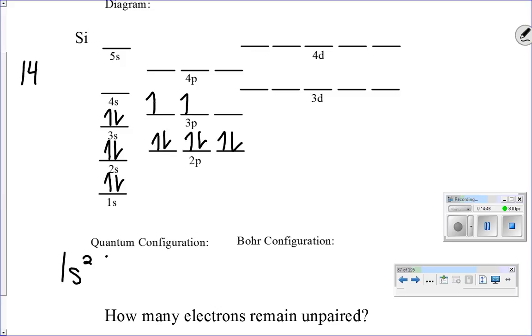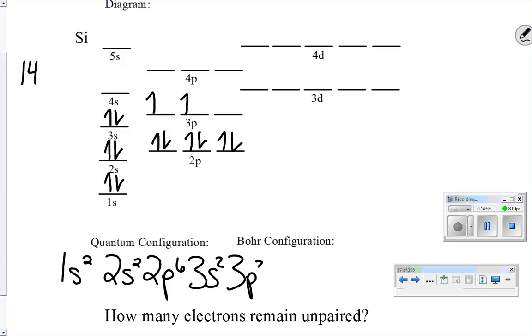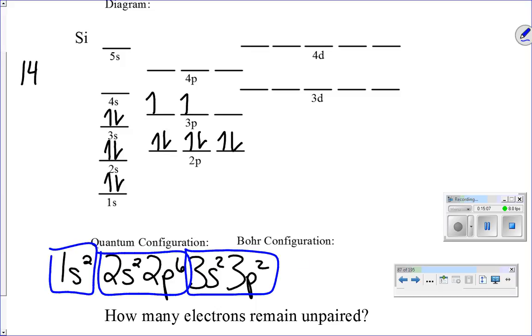So we have 1s2, 2s2, 2p6, 3s2, 3p2. If you break this down into your Bohr configuration, just for the sake of comparison to everything else that we're doing, you get 2, 8, 4. And hopefully that's going to agree with what you see on your periodic table.